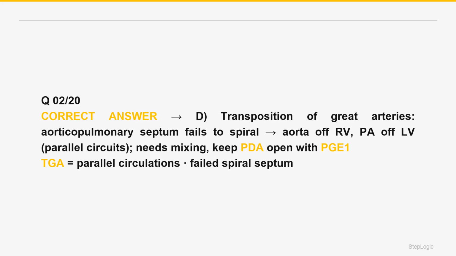surgical arterial switch. TGA is associated with maternal diabetes. It presents with severe early cyanosis, a cyanotic congenital heart disease. Note, it is a T lesion, the failure of the spiral septum producing the aorta off RV and pulmonary artery off LV: transposition of the great arteries.